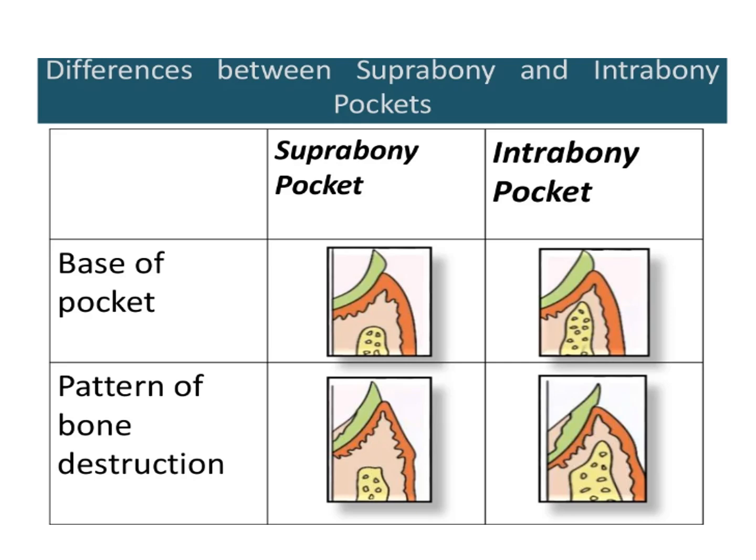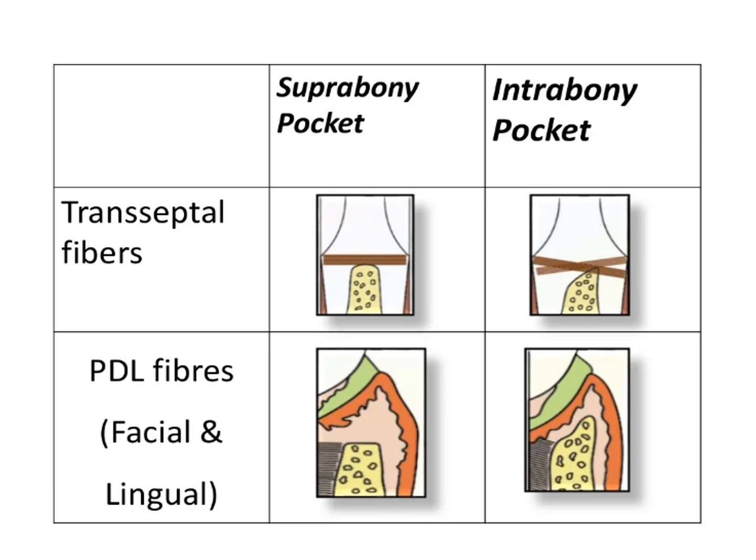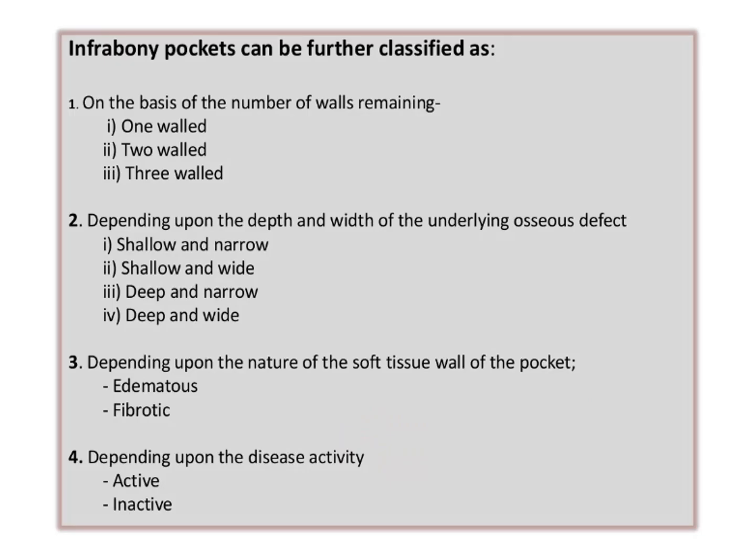There are few differences between supra and an infrabony pocket which are mentioned here. Suprabony pocket is related to horizontal bone loss and infrabony pocket is related with vertical bone loss. Infrabony pocket can also be further classified into a 1-wall pocket, 2-wall pocket and a 3-wall pocket. Now, depending upon the disease activity present within the periodontal pocket, it can be divided into an active and an inactive or a passive pocket or a quiescent pocket.